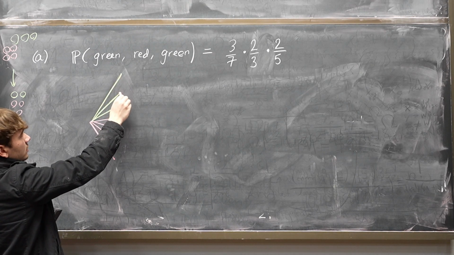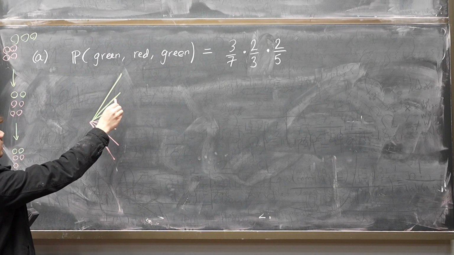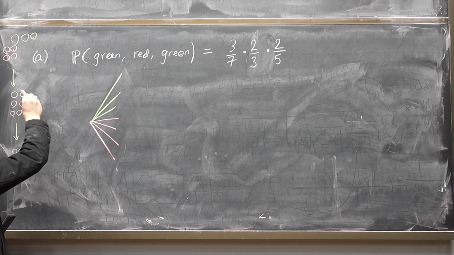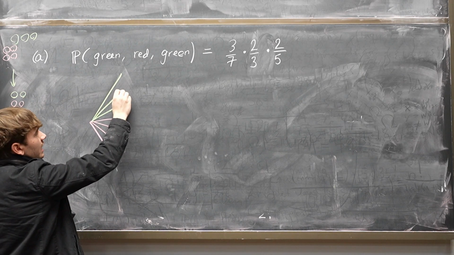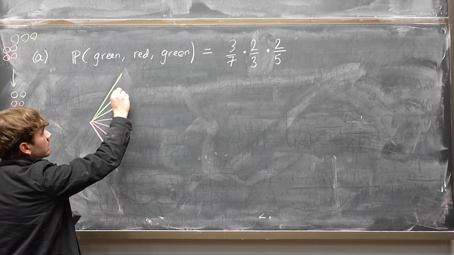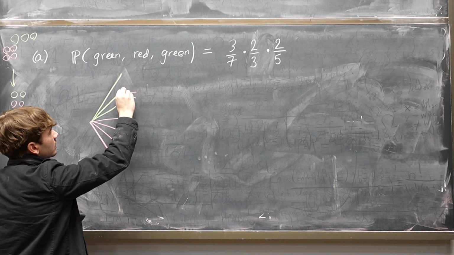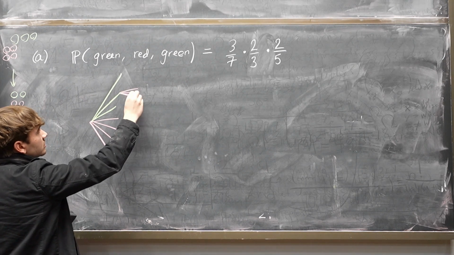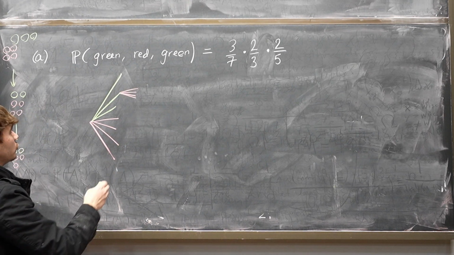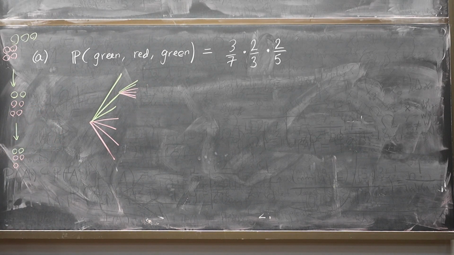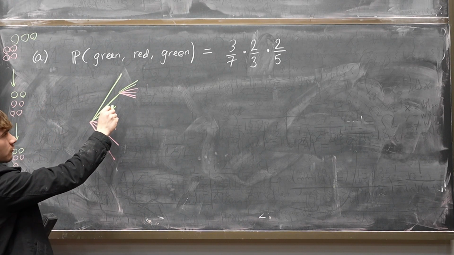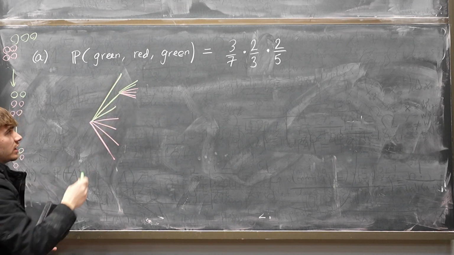Let's focus on this branch here. So on this green branch, I have 6 balls remaining, and 4 of them are red, 2 of them are green. So at the next process of the selection, this branch is going to split off into 4 red branches and 2 green branches. Okay, and then the same thing is going to happen for each of these 3 green branches.